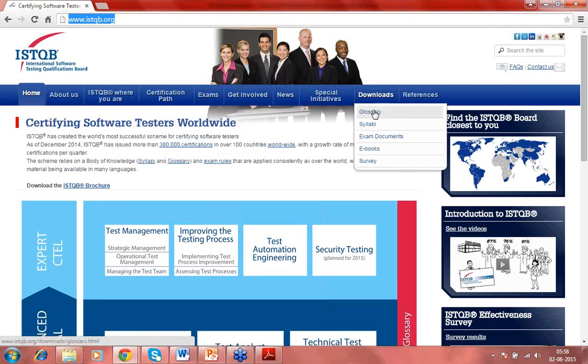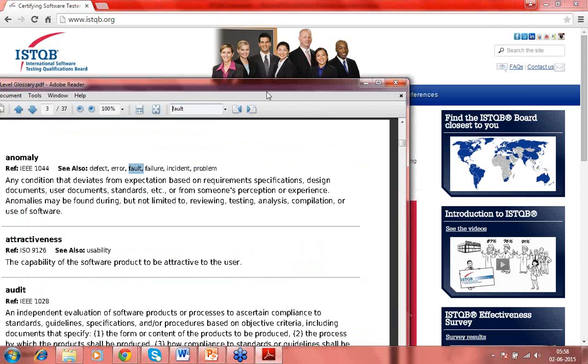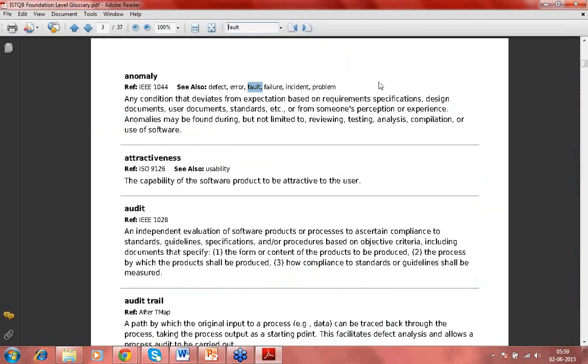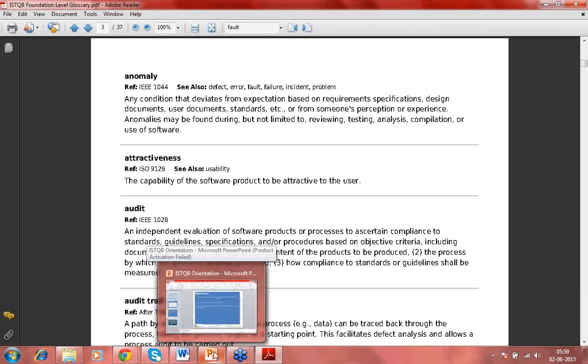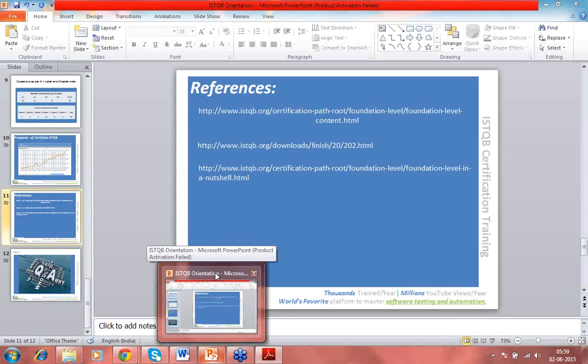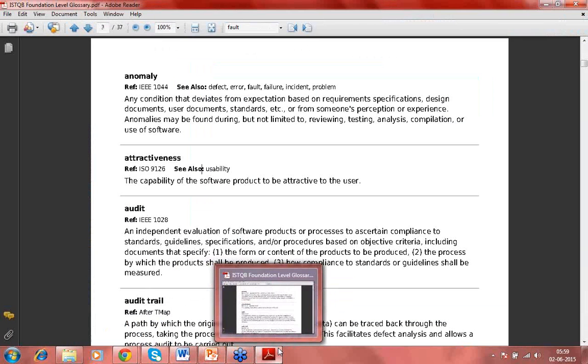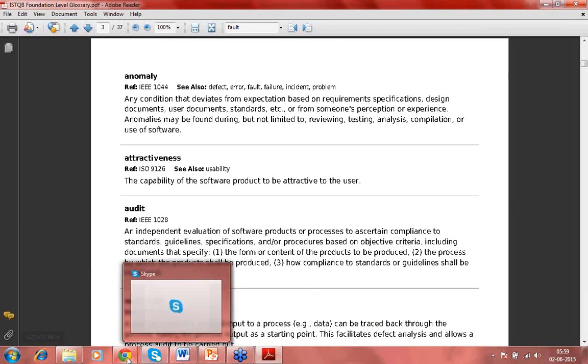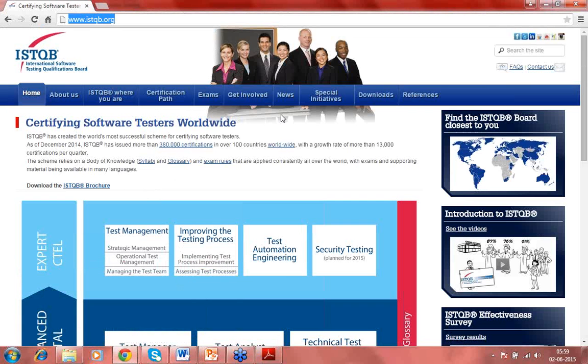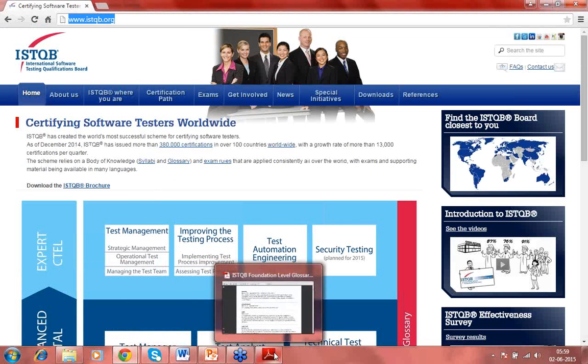There is a lot of glossary involved in this exam, so you can download it. I downloaded this glossary PDF file, where you find lots of terminology used in ISTQB or in the field of software testing. So for us, the primary source is this website. You can visit it to understand the latest information that is available.